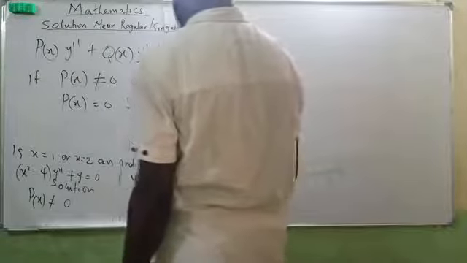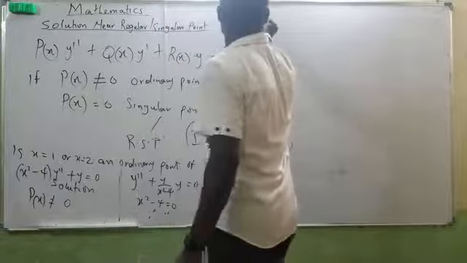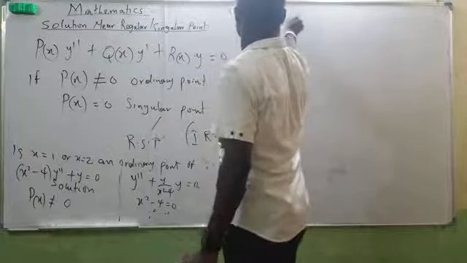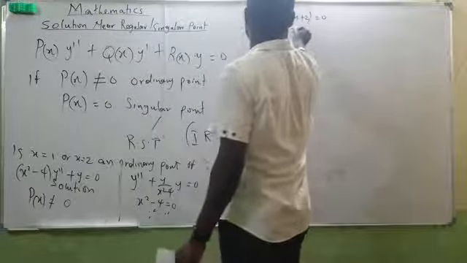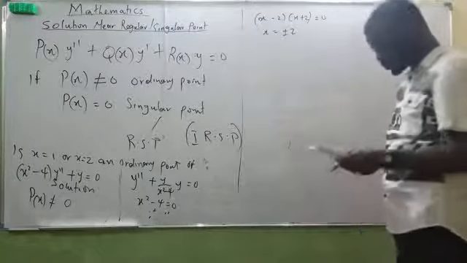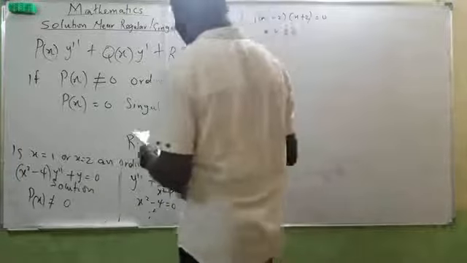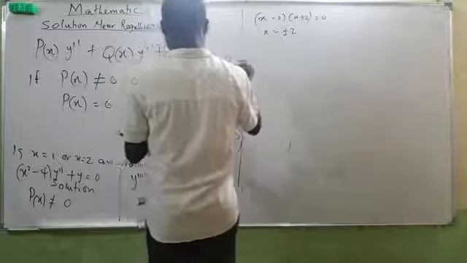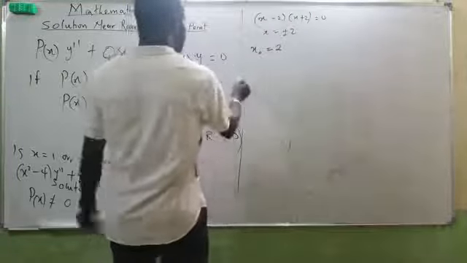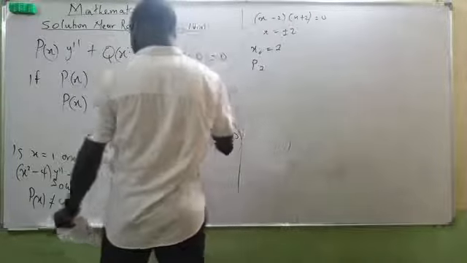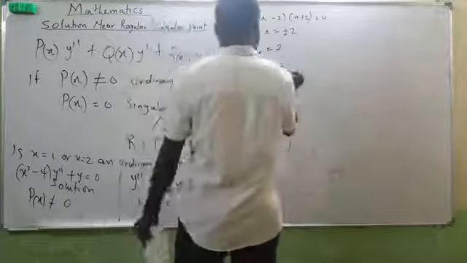Let me behave like a mathematician: x minus 2, x plus 2. It means x equals plus or minus 2. Now, since I have x equals plus or minus 2, it means at x naught equals 2, take note of this particular point. It means my P of 2 will now be equal to what?